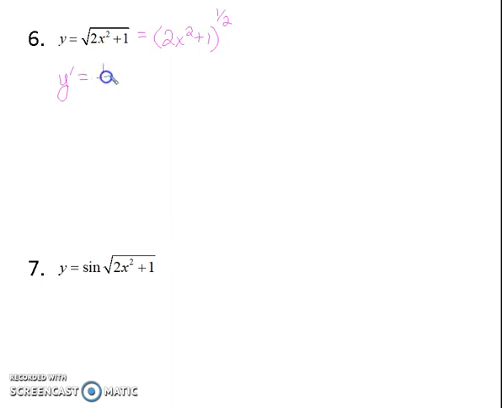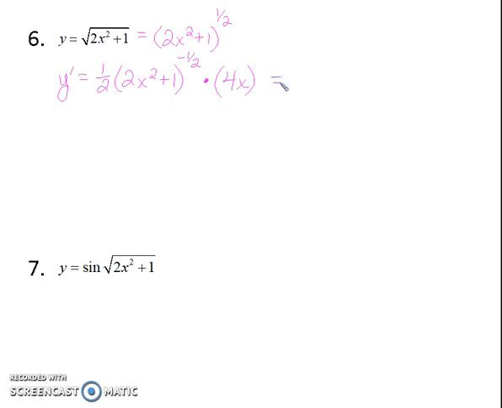So I bring my power in front, keep the inside the same, and then remember your exponent becomes 1 less than the original function. So 1/2 minus 1 is negative 1/2. We then have to multiply by the derivative of the inside. So the derivative of 2x squared plus 1 is going to give me 4x. So you can stop. You have found the derivative. You can leave it like that.